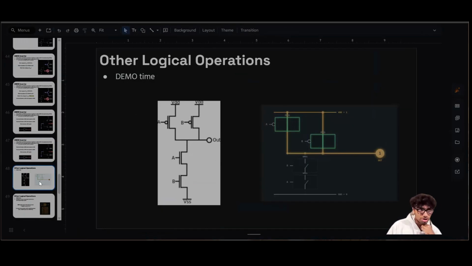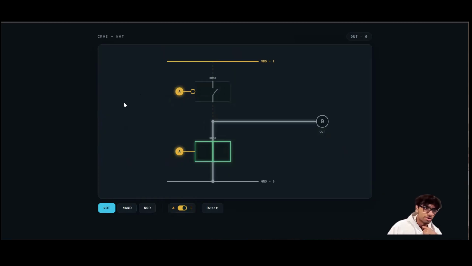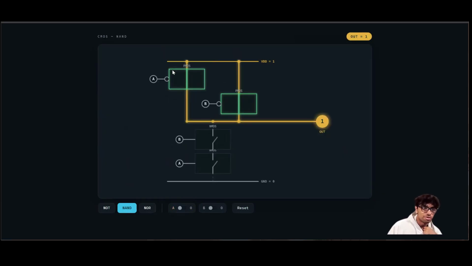Now we can make other logical operations too. In particular, NAND and NOR are going to be the two operations that we can make with MOSFETs as well. So for a NAND gate, I'm going to put two PMOSs in parallel. So now we have two inputs. We have B and we have A. Okay, these two are PMOS, and these two are NMOS. So the two PMOS in parallel.